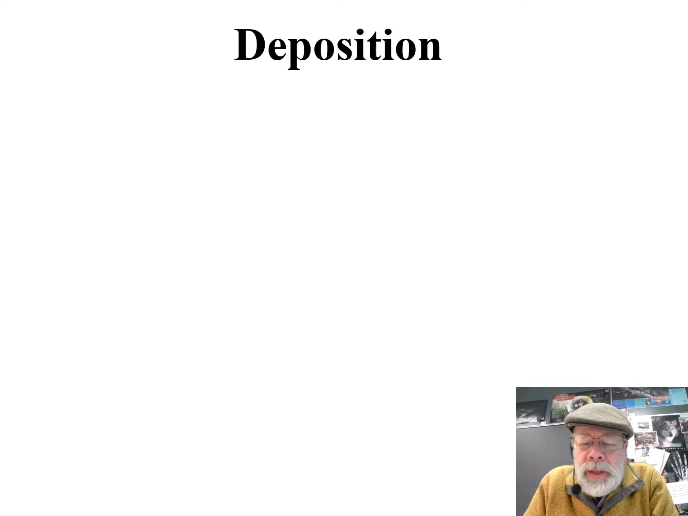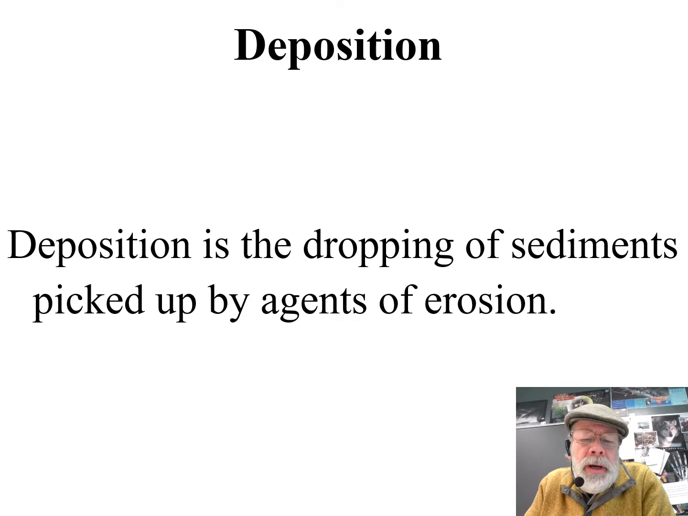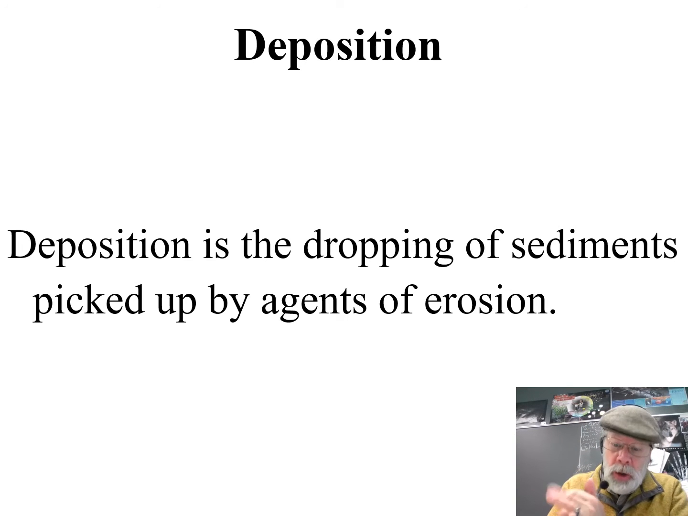We're going to be talking quickly about deposition today. Deposition is the dropping of sediments picked up by agents of erosion. So water, wind, ice, they pick up sediments. When they get to a situation where water or wind slow down, they're going to begin dropping those sediments. For ice, of course, it has to melt for it to begin to drop the sediments.